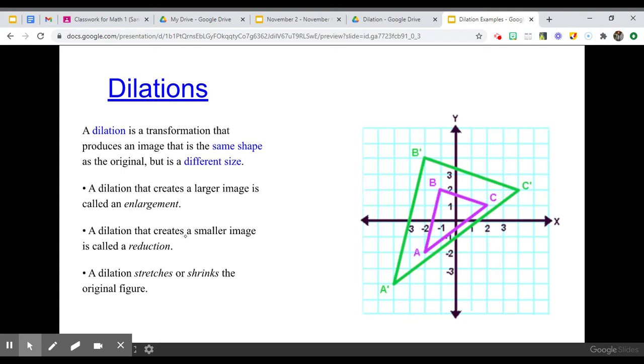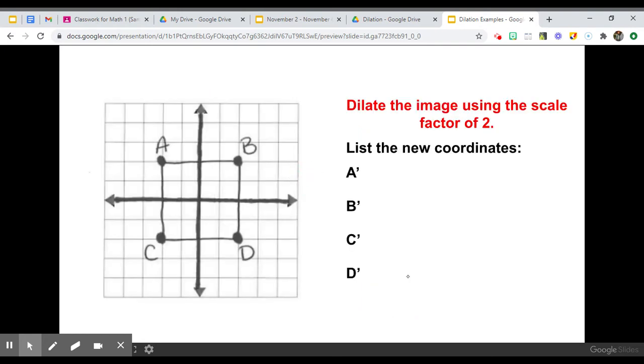A dilation stretches or shrinks the original figure. So if you want to relate it to some understanding that you already have about dilation, think about going to the eye doctor's office. If you happen to get your eyes dilated, they're going to put that drop in your eye and your pupil is going to enlarge. Now, yes, the dilation also talks about a reduction where the image is shrinking, but if you want a real life application, think about when your eyes dilate, your pupil is going to enlarge. So again, a dilation is either an enlargement or a reduction. The shape is the same, but we're going to notice that we end up having a different size.